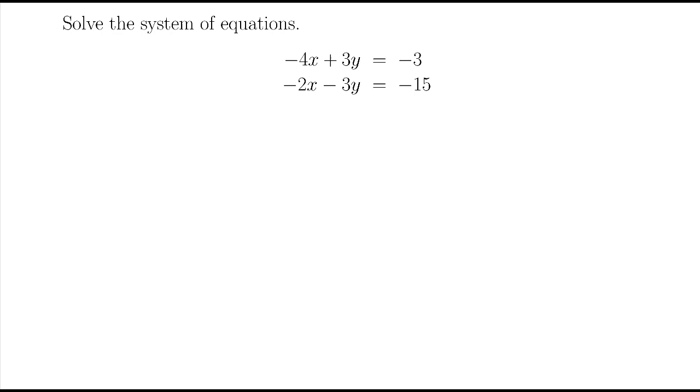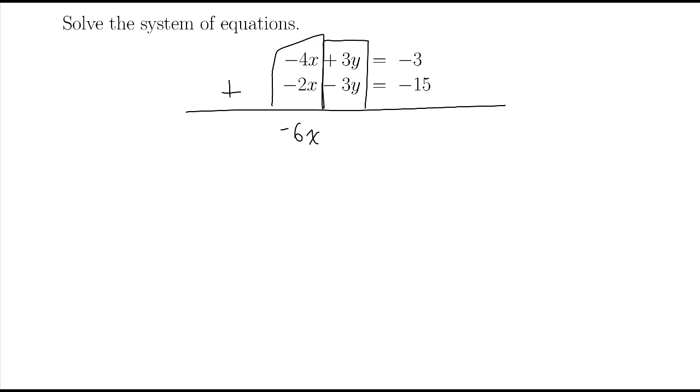Remember, the elimination method says that you can add together the two equations. In other words, you're going to combine like terms vertically and see what happens. If I were to do that, I'm adding these two together. Negative 4x minus 2x would be negative 6x. 3y minus 3y, well, those would cancel out. Bring down my equal sign. Negative 3 minus 15 is negative 18.